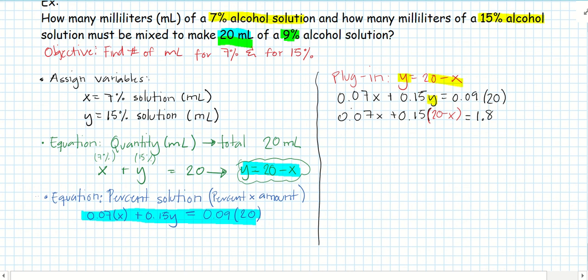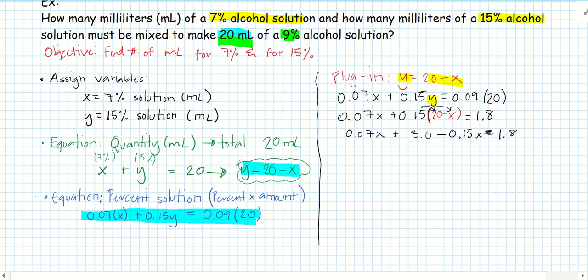So from here, let's say we don't want to get rid of the decimals, I can just distribute with the decimal. I'm going to do this a little bit different than the previous one, but you can still move the decimals twice to the right to get rid of them. So this is 0.07x plus 0.15 times 20, which is going to be 3.0, and then minus 0.15 times x, which is negative 0.15x, equals 1.8, okay.